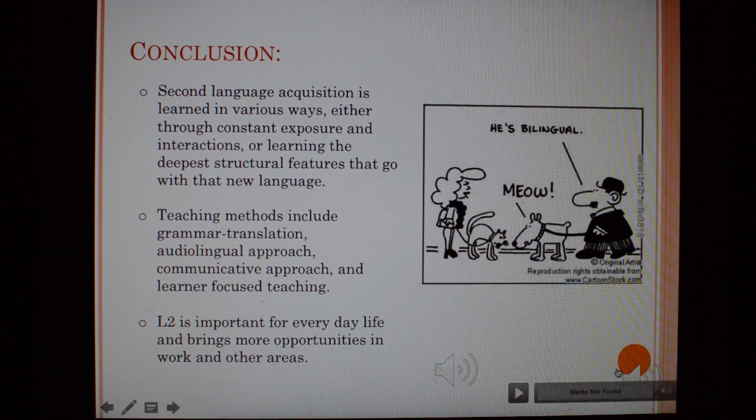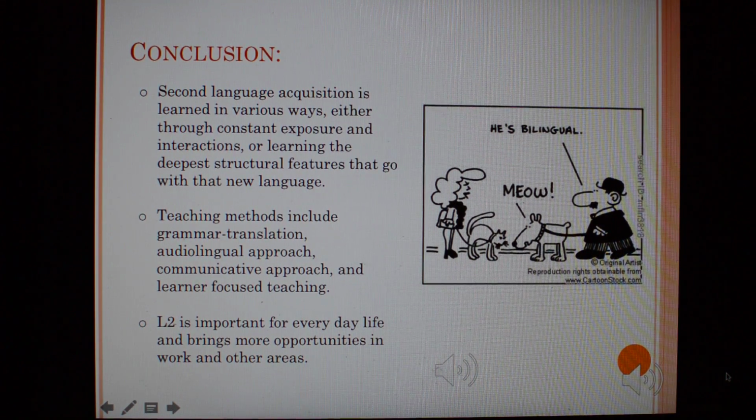Hey guys, it's Gabby again. So just to wrap up what we learned about second language acquisition, we learned that there's many ways of learning on how to acquire a second language, and we also learned the benefits of acquiring a second language in today's society. We learned that acquiring a second language makes you more prominent in the workforce as well as in other areas and opportunities. As well as we learned of different varieties of learning a new language, as well as different methods.